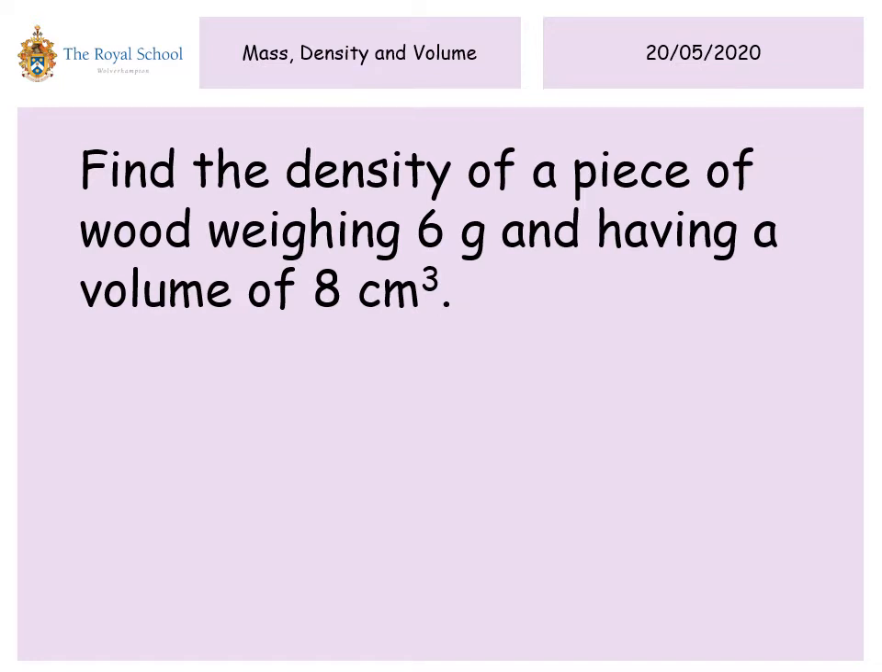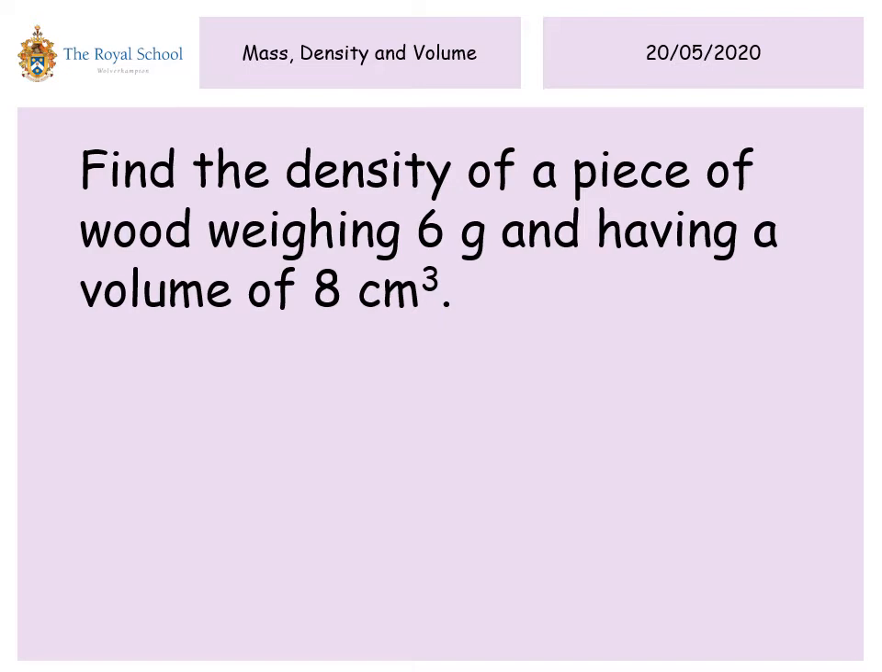So find the density of a piece of wood weighing 6 grams and having a volume of 8 centimetres cubed. So if you'd like to pause the video until you've worked this one out, then we can run through the answer and we'll have a look at what you should have in just a second.